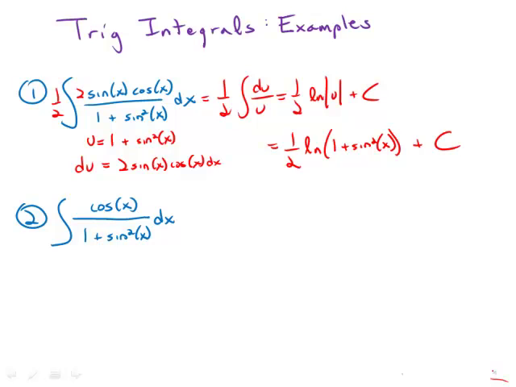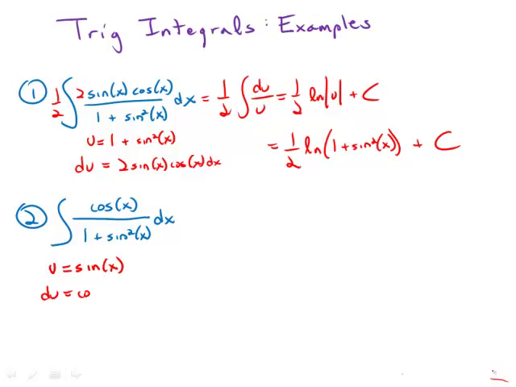Now the second one is quite similar. It just is lacking the factor of sine in the numerator, but otherwise it's identical. But unfortunately here, we can no longer use the denominator as u because we don't have the proper du. Instead, notice what happens if we use u equals just simple sine x.